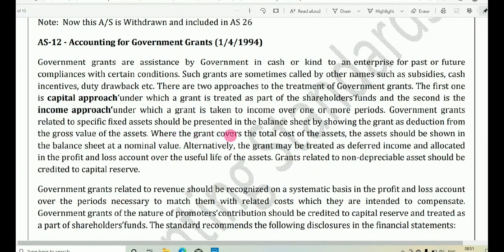Where the grant covers the total cost, the asset should be shown in the balance sheet at a nominal value. Alternatively, the grant may be treated as deferred income and allocated in the profit and loss account over the useful life of the asset. Grants related to non-depreciable assets should be credited to capital reserve.